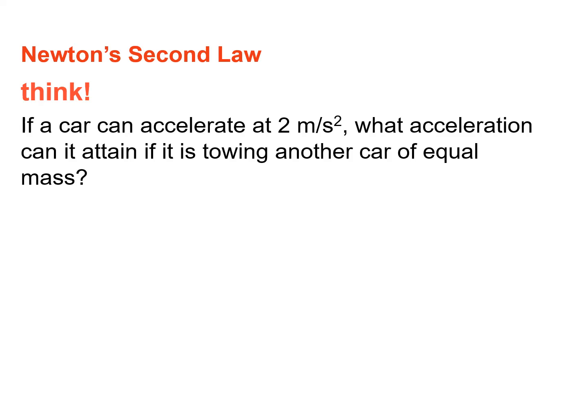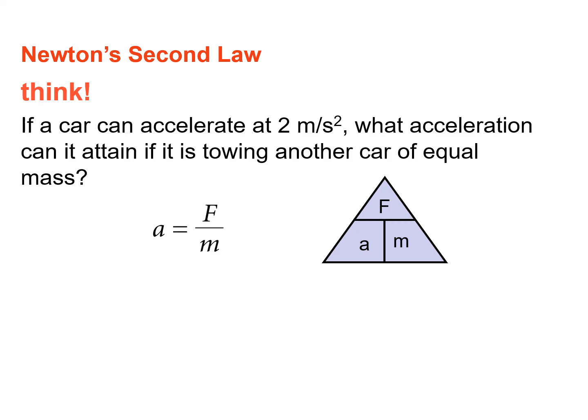If a car can accelerate at 2 meters per second squared, what acceleration can it attain if it is towing another car of equal mass? In other words, what this question is asking, what happens if you double the mass? Again, we look at our magic equation triangle, we pull out the equation for acceleration, and what we're saying is, instead of m, we'd have m plus m, or 2m.